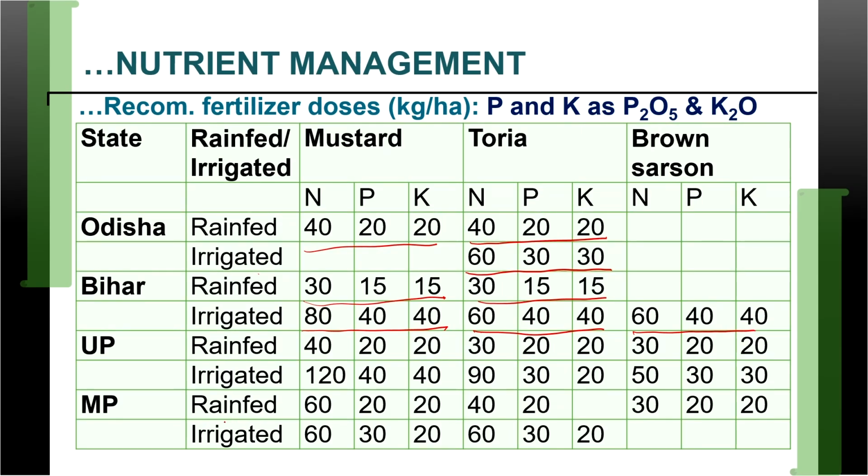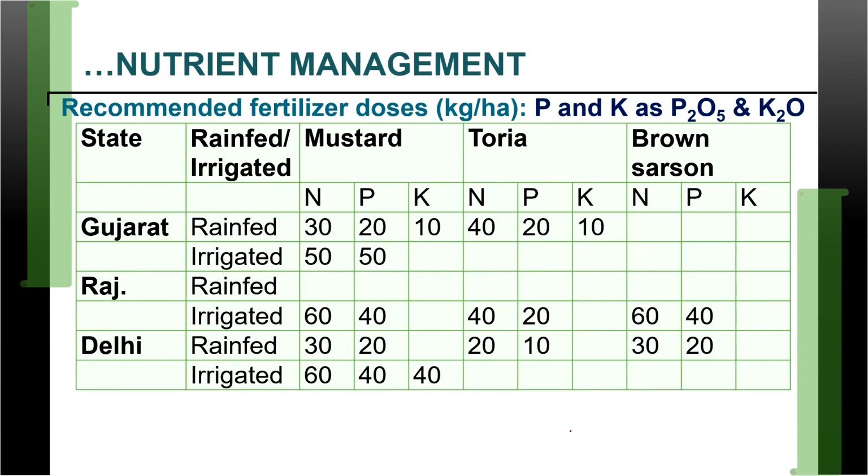Similarly, now you go to MP. For Madhya Pradesh under rain-fed condition, 60, 20, 20 for mustard and 40, 20 for Toria. Here potassium is not there for Toria. For brown sarso it is 30, 20, 20. For irrigated condition, you see 60, 30, 20 kg N-P2O5 and K2O for mustard crop. For Toria crop in Madhya Pradesh you get 60, 30, 20. Likewise you get for Gujarat or Rajasthan. Let us check Rajasthan.